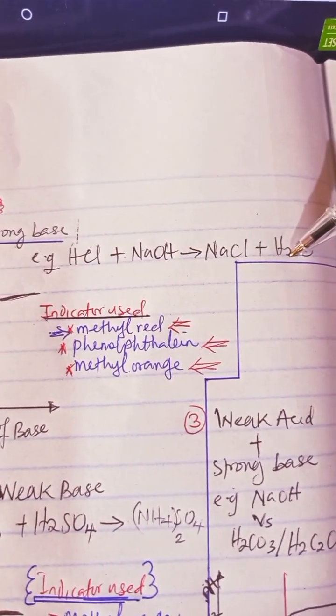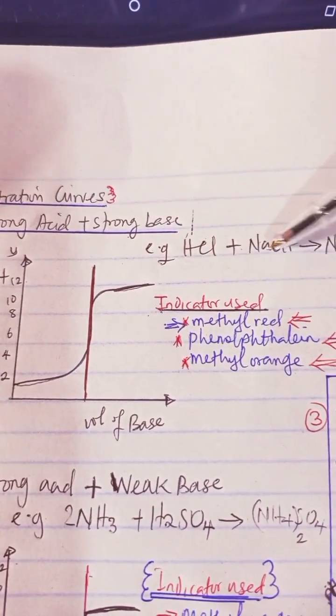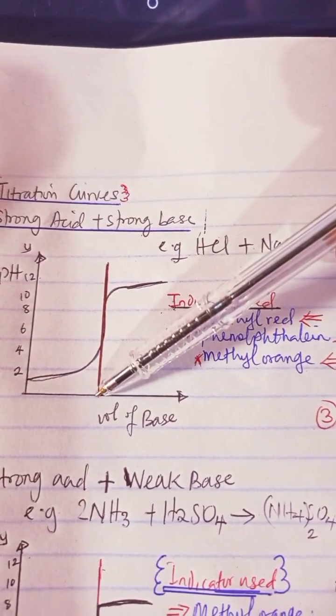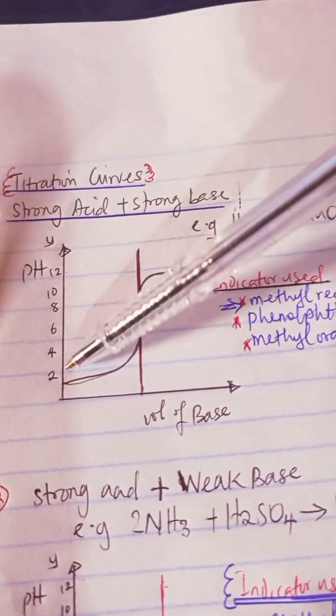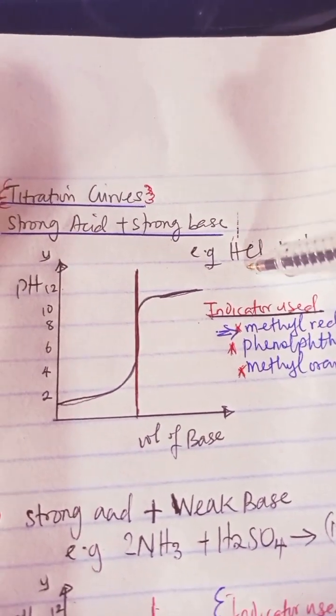So this kind of titration is the acid HCl will be in the beaker. Then you will be pouring the base inside the acid. You understand? So at first the pH will be very low. Why? Because HCl is a strong acid. So it will be low at first.